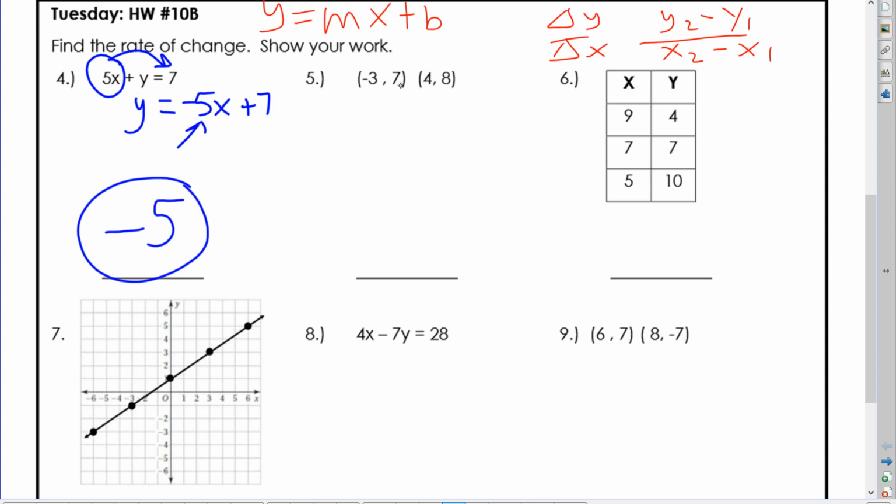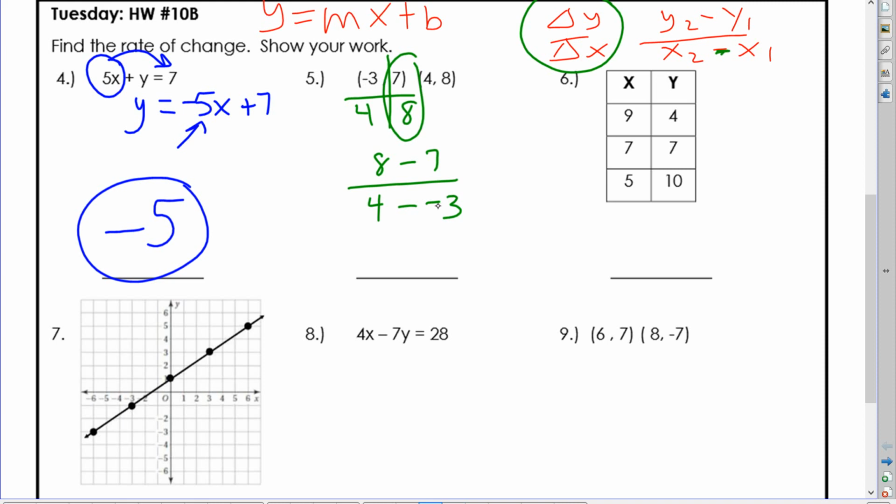For number 5, I have 2 points, so I'm going to use my delta y over delta x formula. So I'm going to put them in a little mini table, and then I always circle my y's. So y minus y over x minus x. Now notice, my formula has a minus, and my 3 also has a negative sign. So I'm going to have 2 minuses in a row, which converts to a positive. 8 minus 7 is 1. 4 plus 3 is 7. So my rate of change is 1/7.